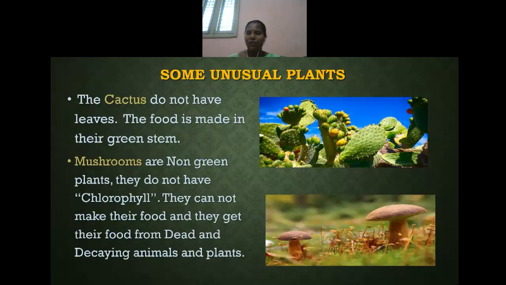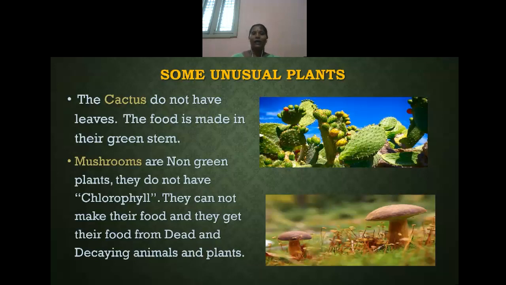The leaf is not there, so only the stem is there. Then how can they prepare the food? I told you only the leaf can prepare the food. But the leaf is not there. How can they prepare it? See, you see the stem like a leaf, no? That stem has chlorophyll pigment, so it can prepare the food. Isn't it? That's why it is called an unusual plant.